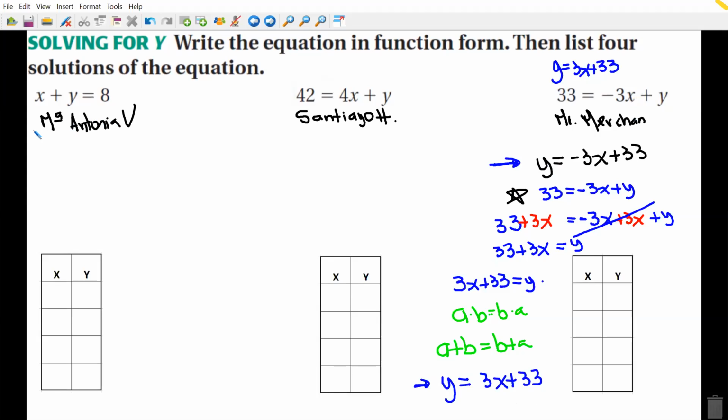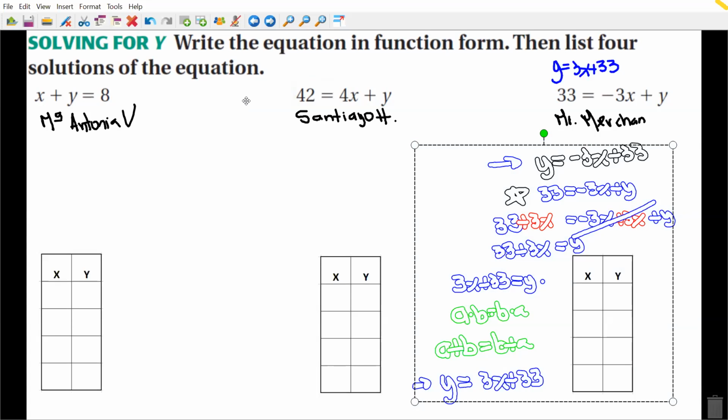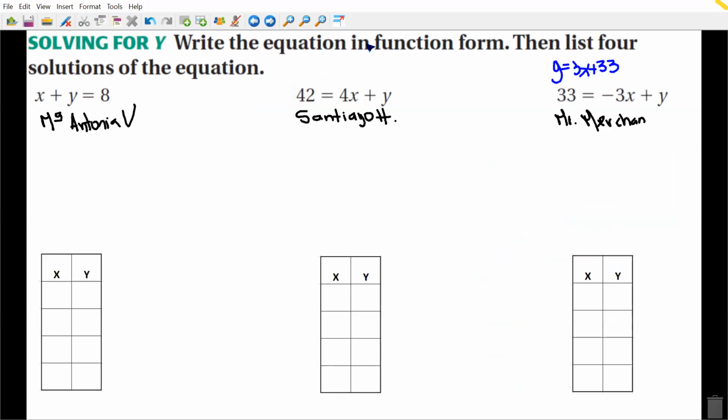Any questions, guys? Any questions over here? Okay, no questions. I will erase this. And Mr. Merchant, let's go back again. y equals 3x plus 33. What values would you like to replace in y equals 3x plus 33? The x value for negative 3.